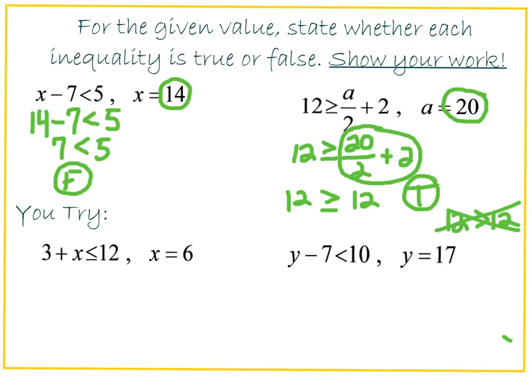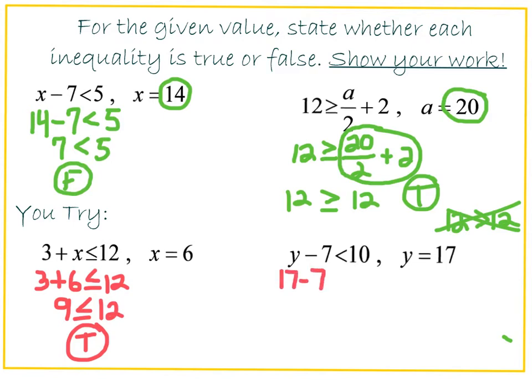Okay, let's see how you did. So 3 plus 6 is less than or equal to 12. That would mean 9 is less than or equal to 12. That would be true because 9 is less than 12. And for the other one, we have 17 minus 7 is less than 10. So 10 is less than 10. That's false because it doesn't have the or equal to sign underneath. Nice job.